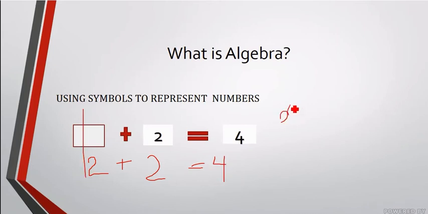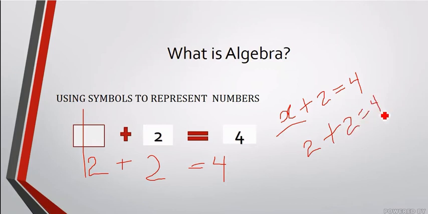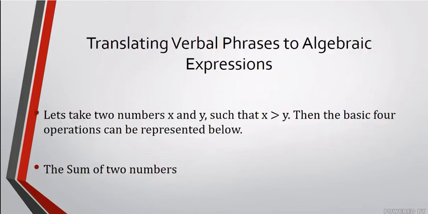Let's swap this box and use an x. If I have x plus 2 is equal to 4, what is the unknown? What is the missing number? The missing number is 2. 2 plus 2 is equal to 4. As we continue into this course of algebra, you'll begin to understand it even more.